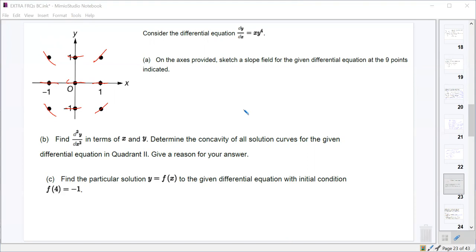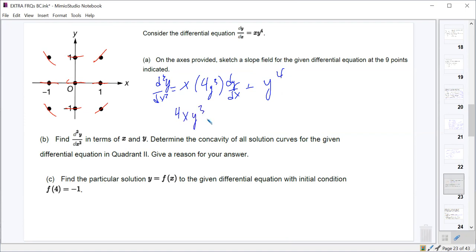Part B, find the second derivative. Okay, they didn't ask us to sketch. So for our second derivative, we will just take the derivative of this using the product rule with respect to x. So that should be x times the derivative of y to the fourth, which is 4y cubed dy dx, plus y to the fourth times the derivative of x, which is just y to the fourth. And so then this becomes, if we replace the dy dx with xy to the fourth, 4xy cubed times xy to the fourth plus y to the fourth.